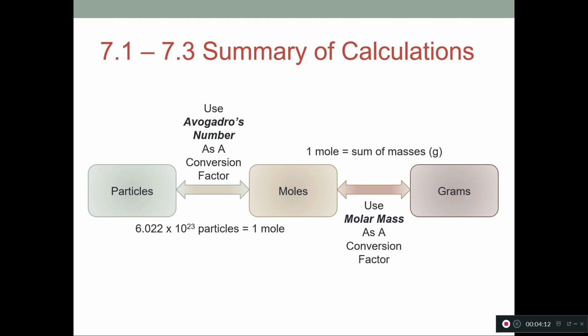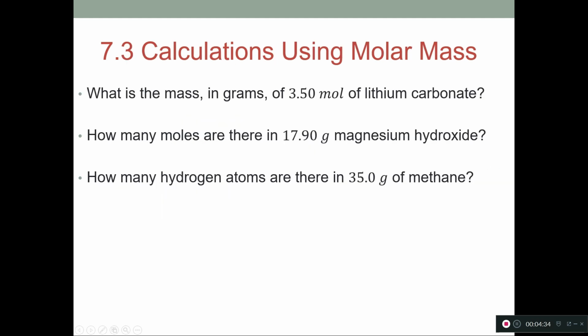If we put all this together, the stuff that we talked about in the previous video and this one, we get this, where we can use the Avogadro's number here to go from the number of particles to the number of moles. Then we can use the molar mass to go from the number of moles to the number of grams. So let's go through a few examples here.